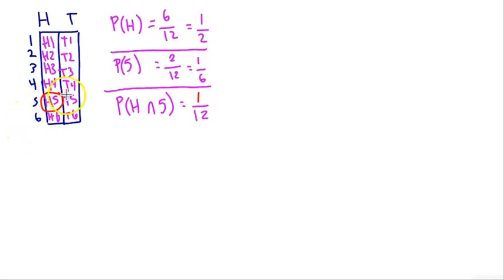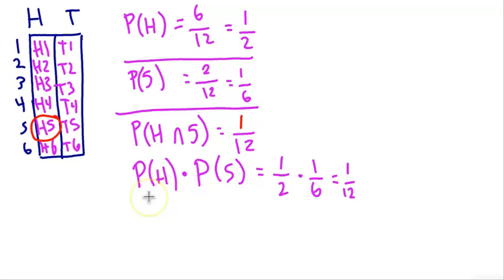Using the table, we can see that there's only one outcome with both H and 5. Therefore, the probability that the coin comes up heads and the die rolls a 5 is 1 out of 12. At the same time, if we take the probability of heads times the probability of 5, we would multiply 1/2 and 1/6 to get 1/12, which matches the probability we got off the table, which suggests that the events are independent.